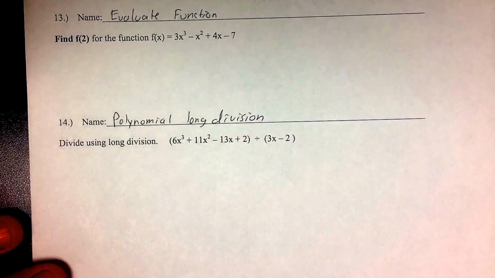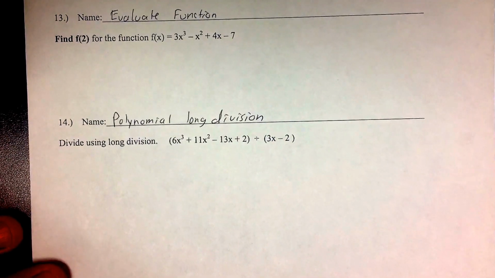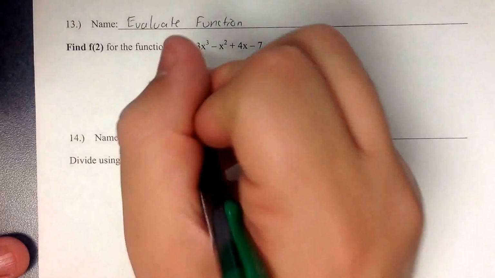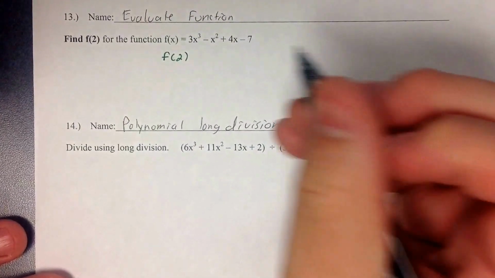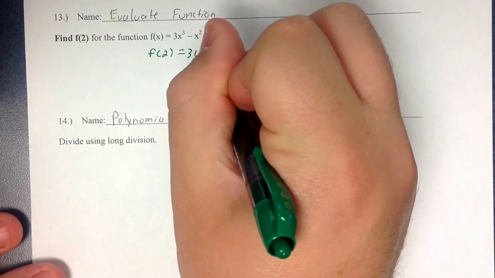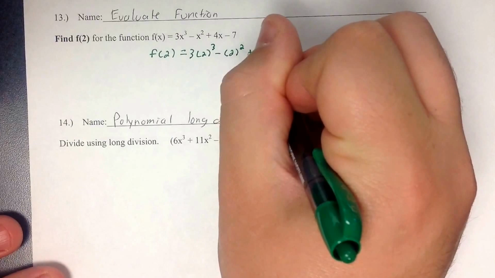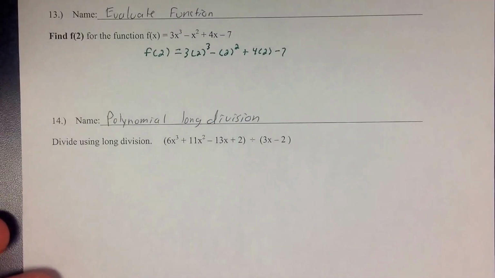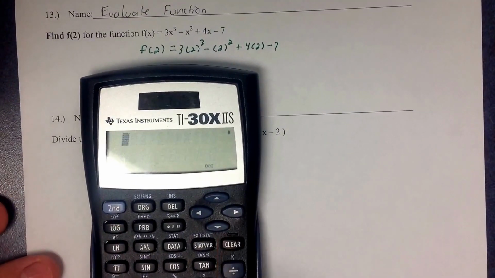13, evaluate a function. Find f of 2 for the function f of x equals 3x cubed minus x squared plus 4x minus 7. So again, the carryover from the first 9 weeks, it just has more things that you're plugging it in for. So f of 2 would be 3 times 2 to the third minus parentheses 2 to the second plus 4 parentheses 2 minus 7. And again, I'm just going to use my calculator and just plug it in exactly how it is.